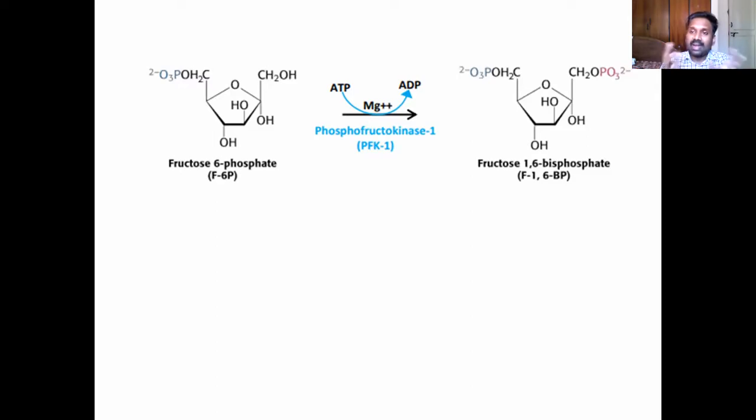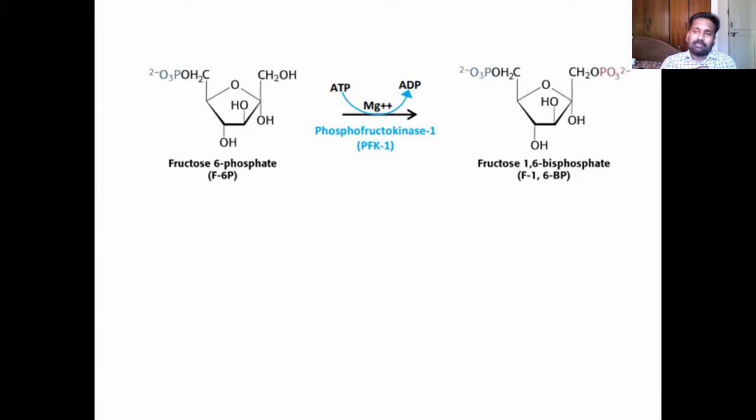What do we mean by overlapping pathways? The compound in one pathway can also be a compound in another pathway. So fructose 6-phosphate, for example, can enter into other pathways also. However, fructose 1,6-biphosphate is exclusively meant for glycolysis. So this is a very significant step in glycolysis. Why? Because it gives a substrate which continues glycolysis only. Okay. Now, that is one part.